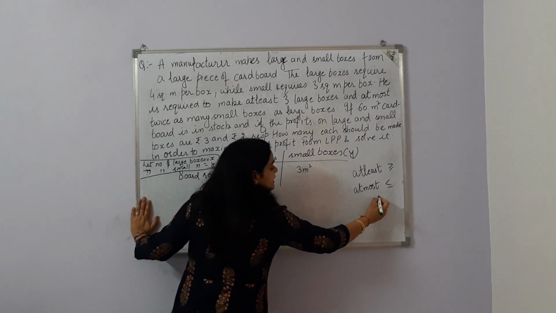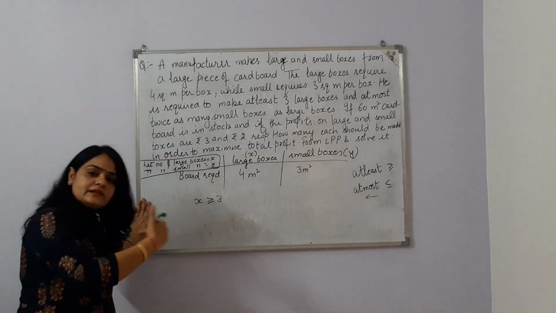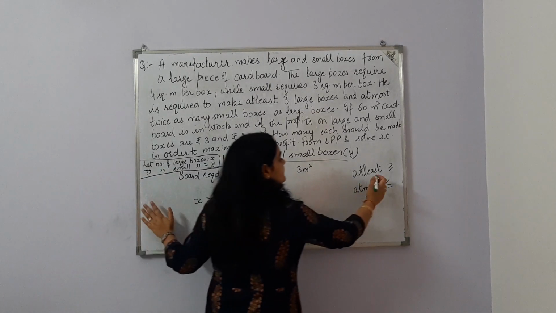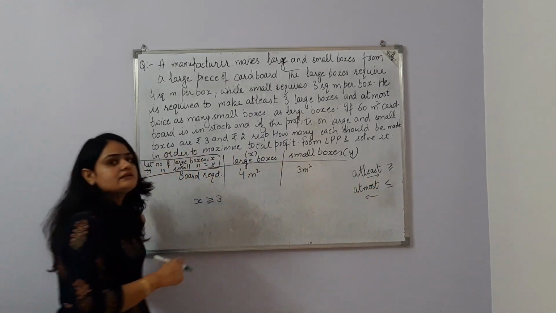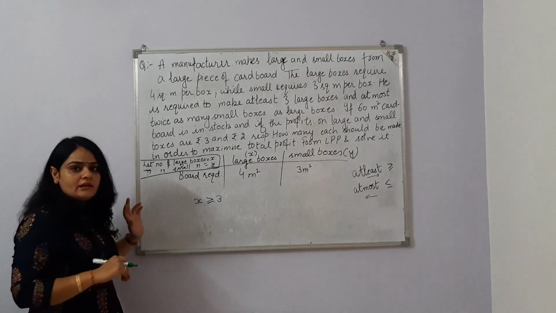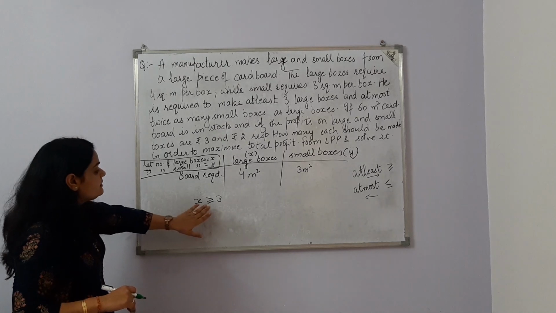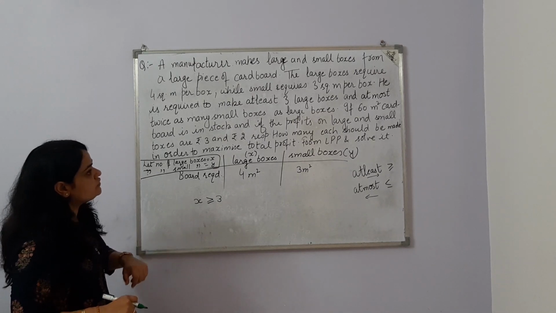At most means we are going on the left hand side. At least means we are going on the right hand side. Or you can remember by these arrows. So x count is greater than or equals to 3.